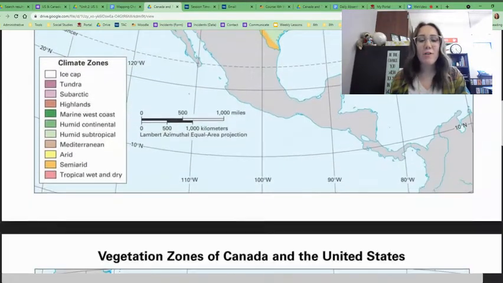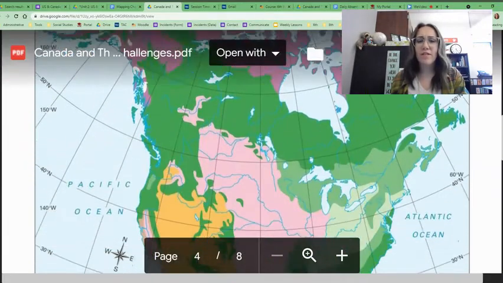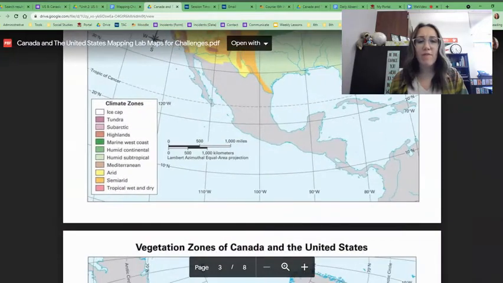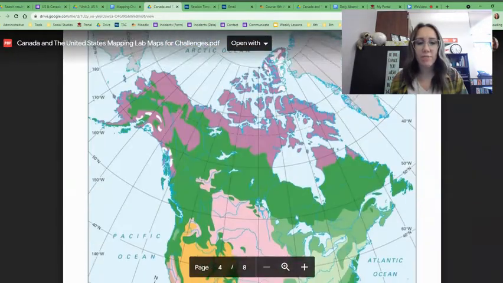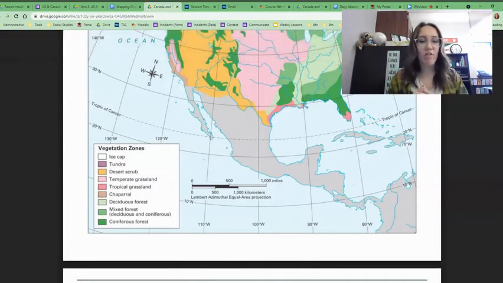Let's continue. Our next thematic map is about vegetation zones. It looks kind of similar to our climate map. However, it gives us some different information. So down here, instead of it telling us about the temperature or the type of land that you might find, it's going to tell us about what you can find on the land. Is it grassy? Is it covered in ice? Is it covered in a forest? Is it covered in desert? That's what vegetation is. Vegetation is what can grow in an area.